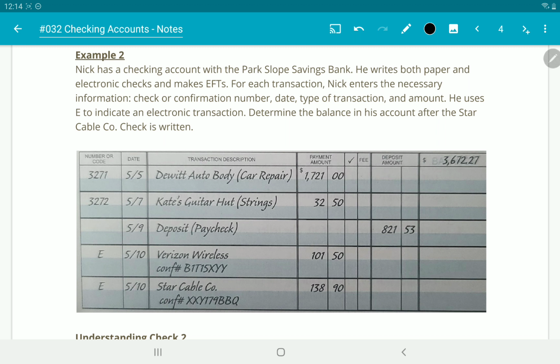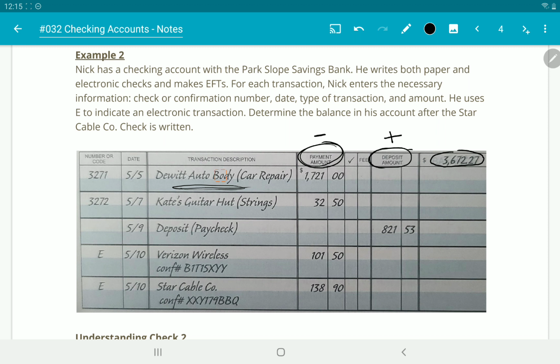So you can see that this is a payment. Anything in this column is going to be a payment. Anything in this column is going to be a deposit. So anything in this column is going to be subtracted because you're paying it to somebody else. You're taking it out of your account. Then if you're depositing, anything over here, you're going to add. So this was the balance before this payment was made.